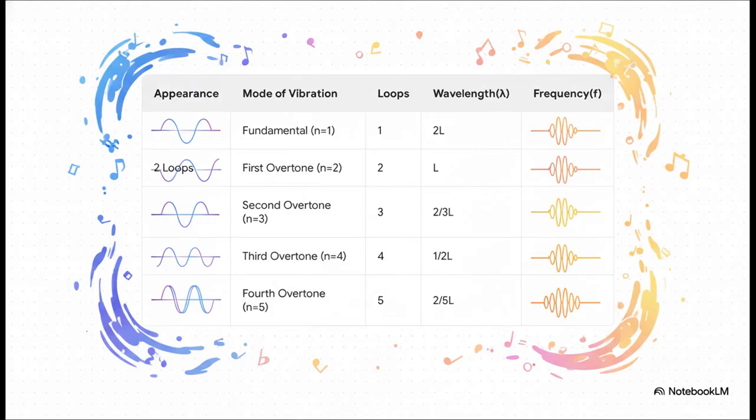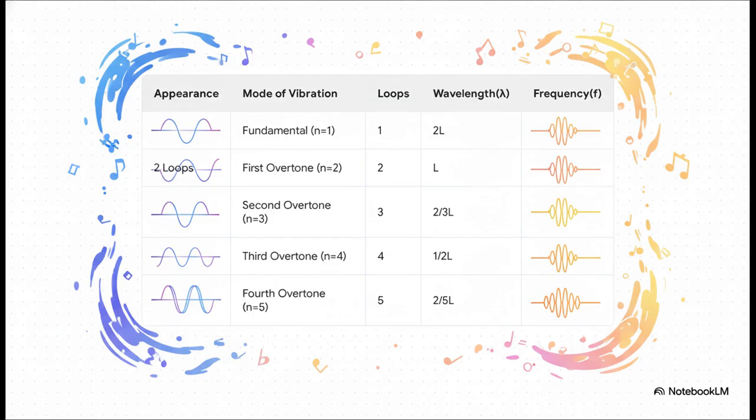Now here's where it gets really amazing. A string can't just wiggle however it wants. Because it's fixed at the ends, the only waves that can actually survive are the ones that fit perfectly onto that length. And as you can see in this chart, this creates a whole series of allowed patterns, 1 loop, 2 loops, 3, and so on. We call these patterns harmonics. And just look at the frequencies. They're perfect whole number multiples of that fundamental one. If the first is F, then the next is exactly 2F, then 3F. Isn't that wild? It's this beautiful mathematical order just hiding in a simple vibration.